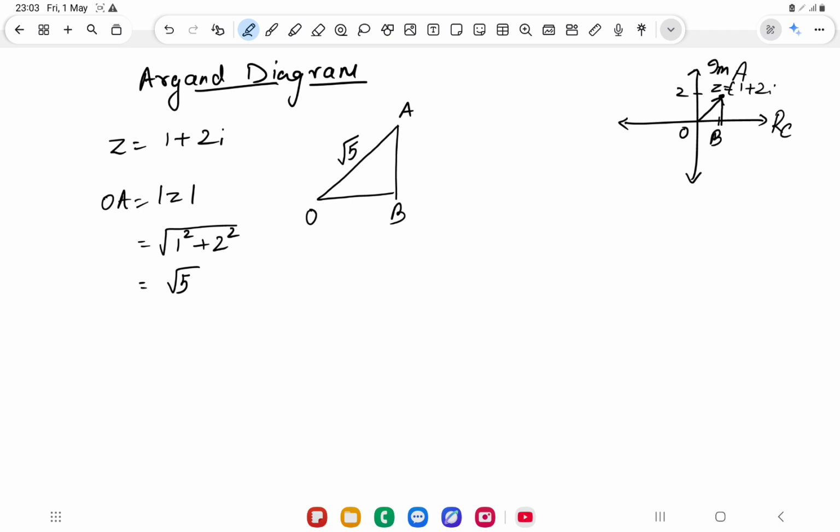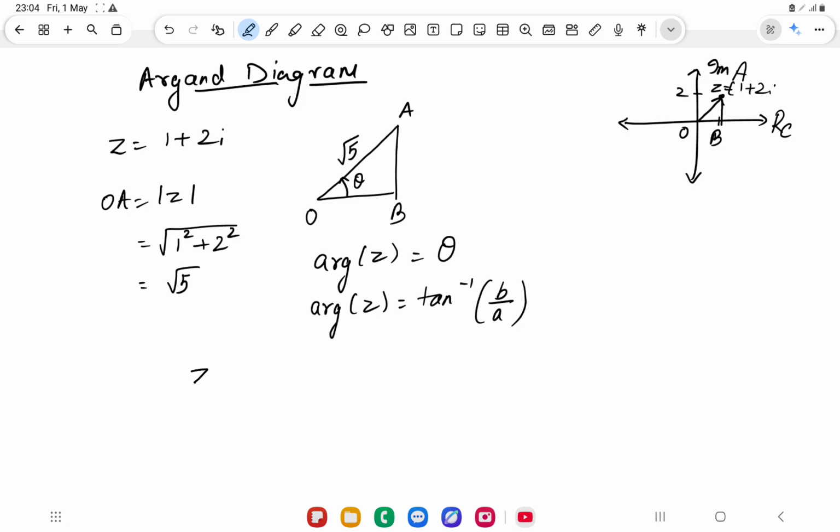Now the angle can also be found out. The angle is that which the line makes with the positive real axis. So this angle theta, and this theta is known as the argument, written as arg z, which is nothing but my angle. Now how will I find it? So my argument of z will be tan inverse b by a. So these are some things which you need to remember.